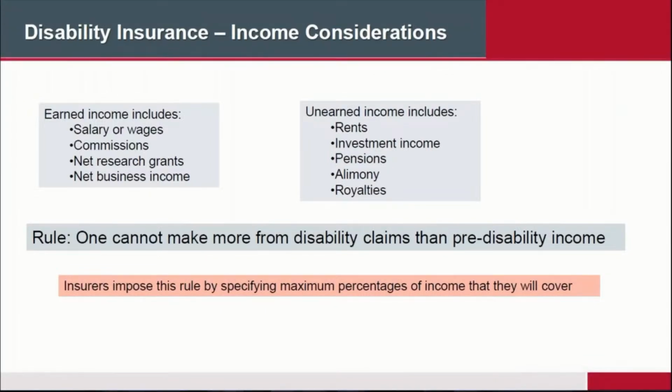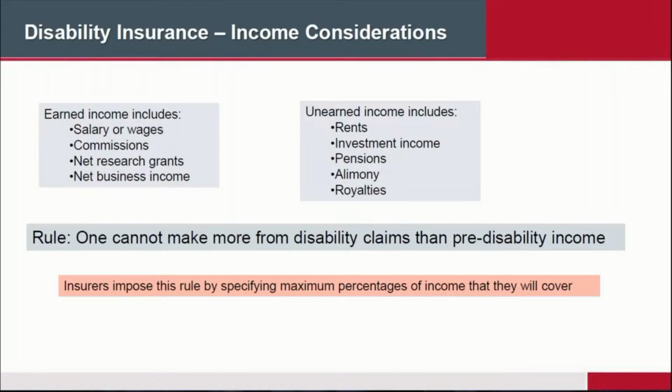Okay, so basically, insurers impose this rule by specifying a maximum percentage of income that they will cover. In the standard definition, the percentage is 60%. In other words, most companies will cover you for at the very least 60% of your earned income. So if on the exam you don't see the 60%, but they ask about earned income, you should know that the default number is 60%.